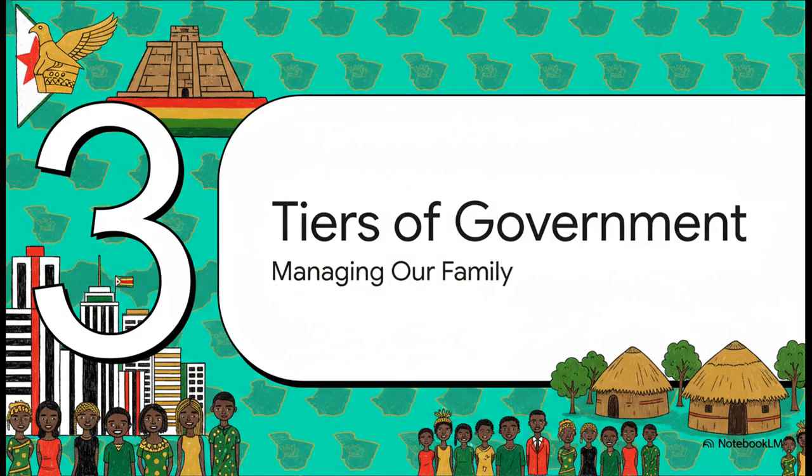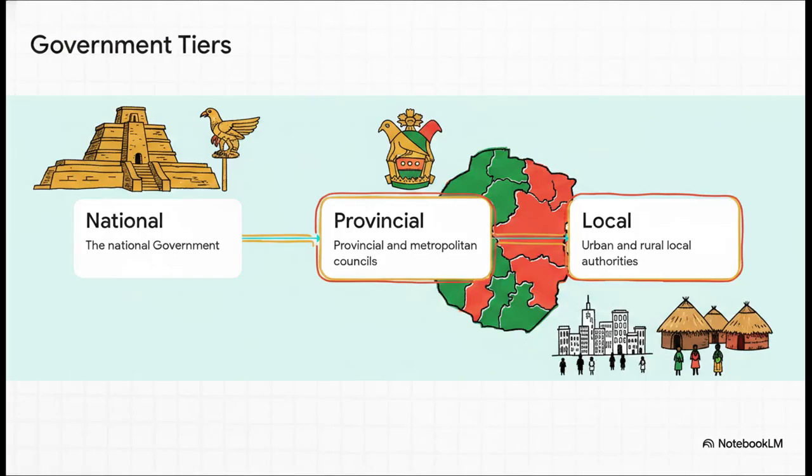All right, let's look at Section 5, the tiers of government, which is all about how our family is managed. Government basically works in 3 steps. First, you have the national level for the whole country. They make the big decisions. Second, the provincial level for our regions. And third, the local level, which covers our own urban streets and rural village communities.